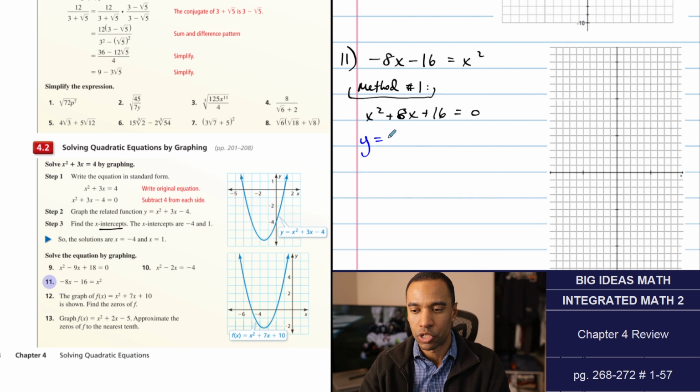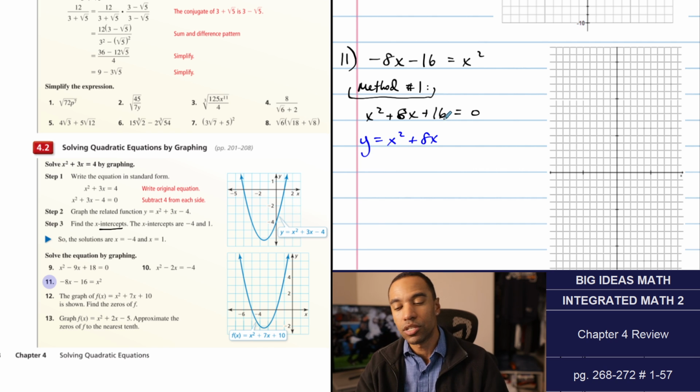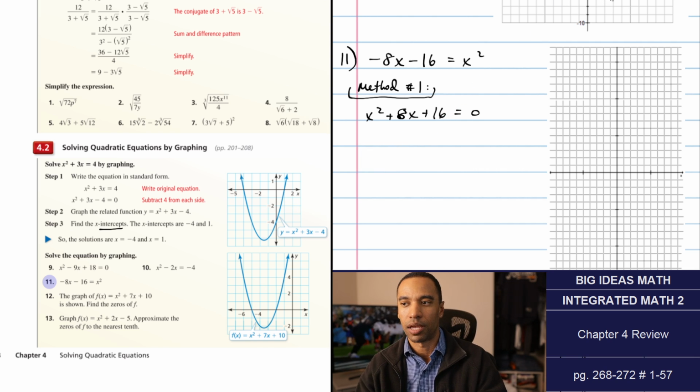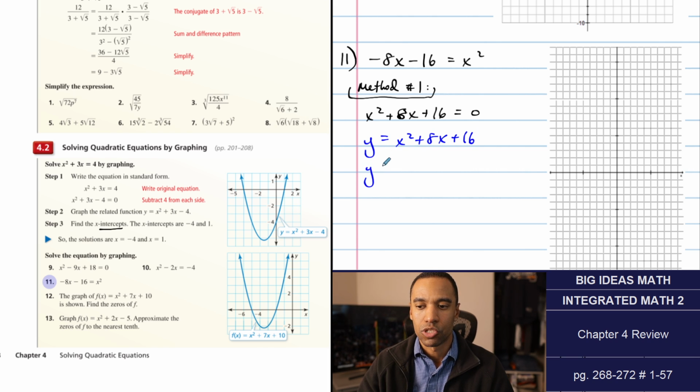You can use negative b over 2a as much as you like to, but right here I'm going to go ahead and do that. Now, actually, no, you know what? I'm not. This is a perfect square trinomial. I'm sorry. I'm just going to go straight into that. This is y equals x squared plus 8x plus 16. 16 is the square of half of 8. So this factors down to x plus 4 quantity squared.